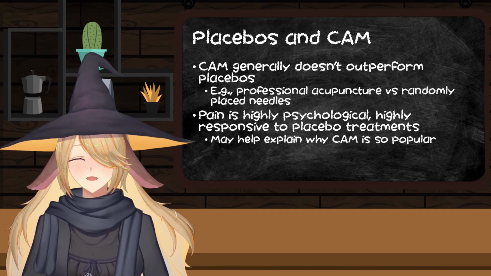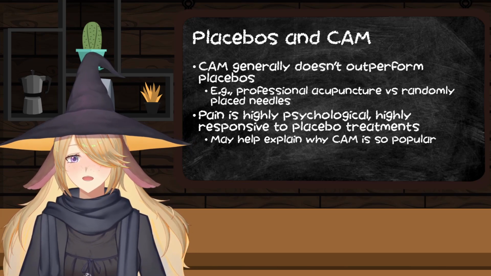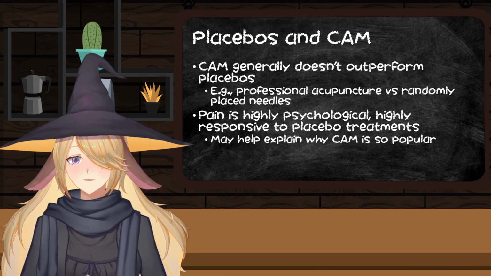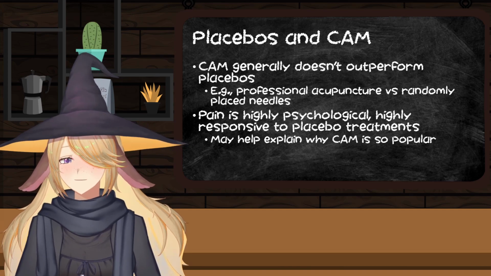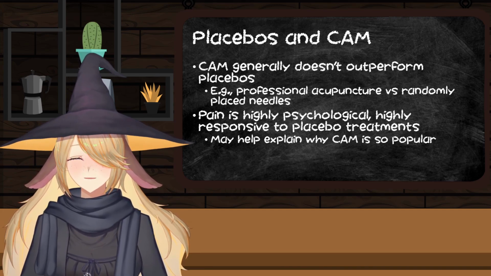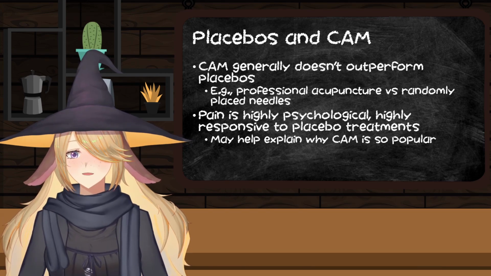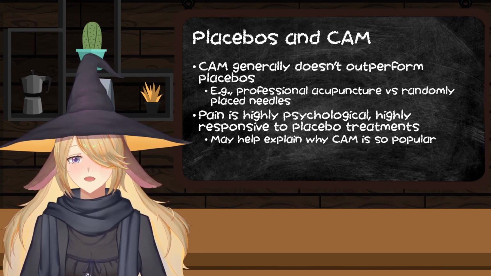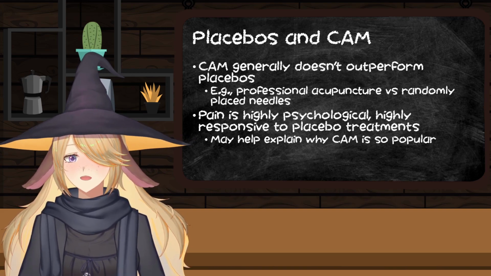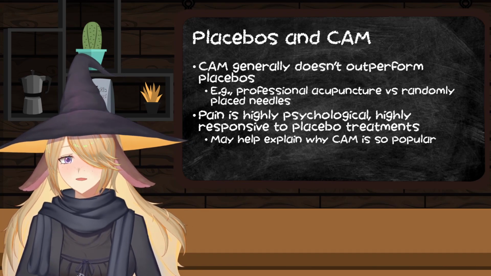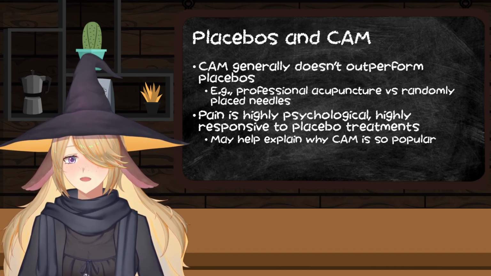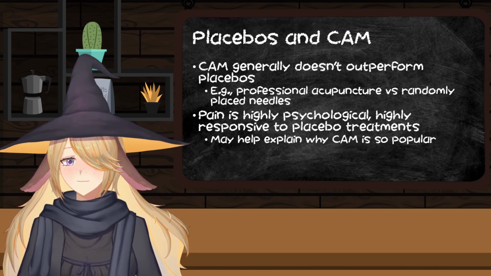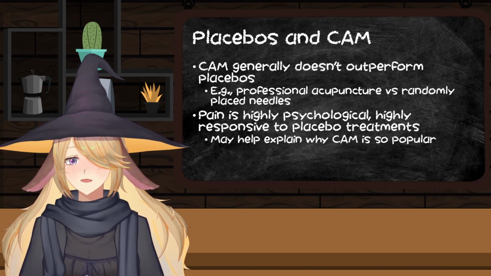Because it turns out that a lot of factors that we experience, particularly pain, are highly psychological and are highly responsive to placebo treatments. So this is maybe one of the reasons why complementary and alternative medications, or CAMs, became so popular, because a lot of what we do experience is psychological, and if people expect that they are going to get better, they tend to get better. In double-blind studies, a professional acupuncturist is weighed against someone who is just randomly placing needles in a person, and it turns out that they do about the same.